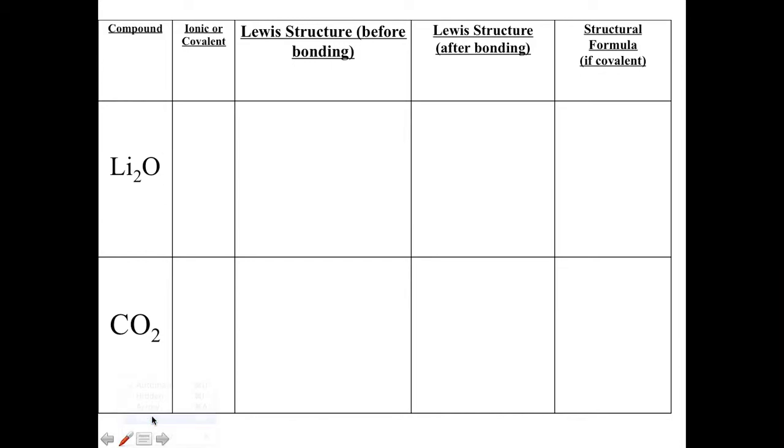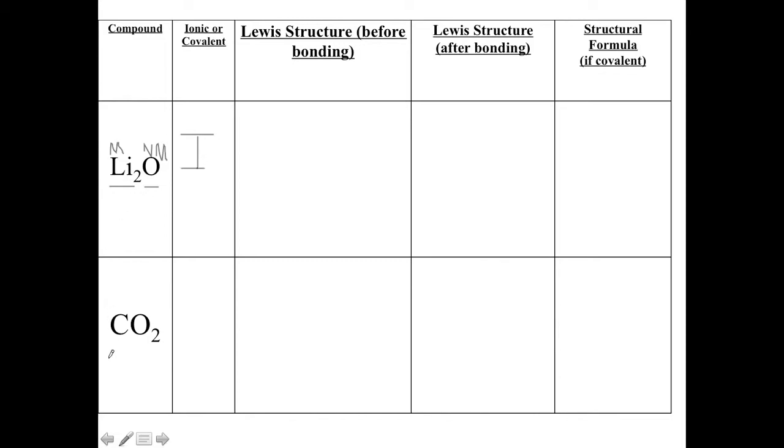First one is Li2O. So I have to ask myself, Li and O. Where is Li? Where is it found on the periodic table? It's on the left-hand side. It's a metal. O, it's over on the right-hand side. It is a non-metal. Now remember, if I have a metal and a non-metal, what do I have? Ionic or covalent? I definitely have an ionic compound.